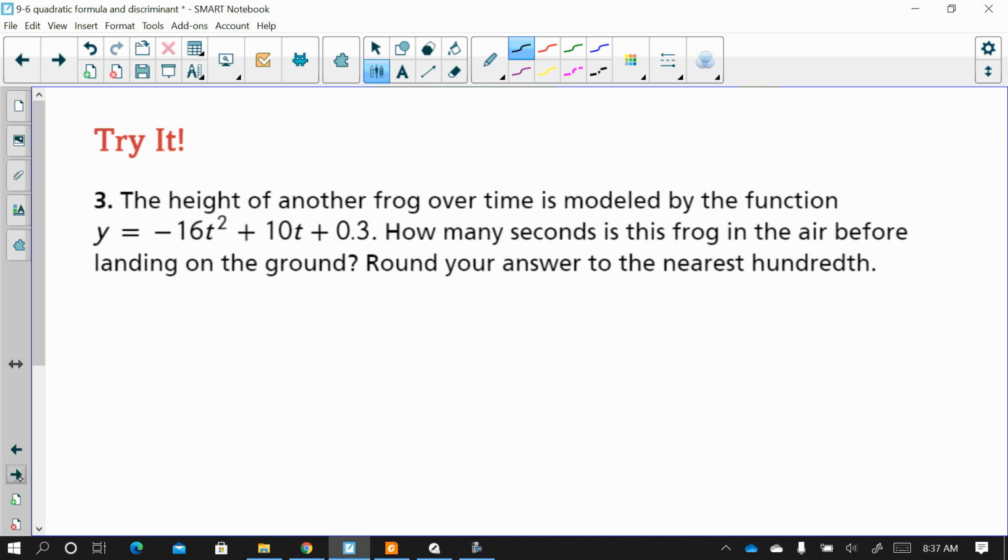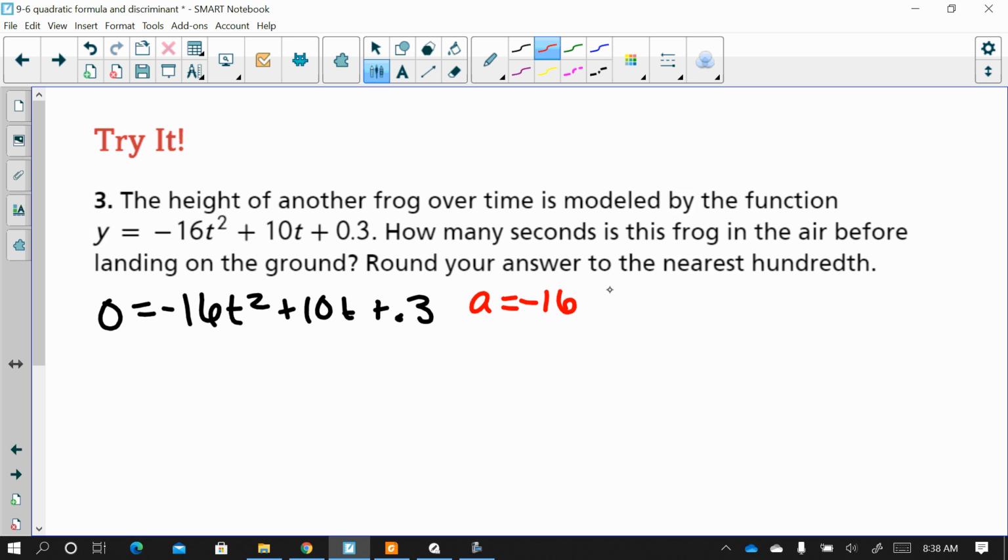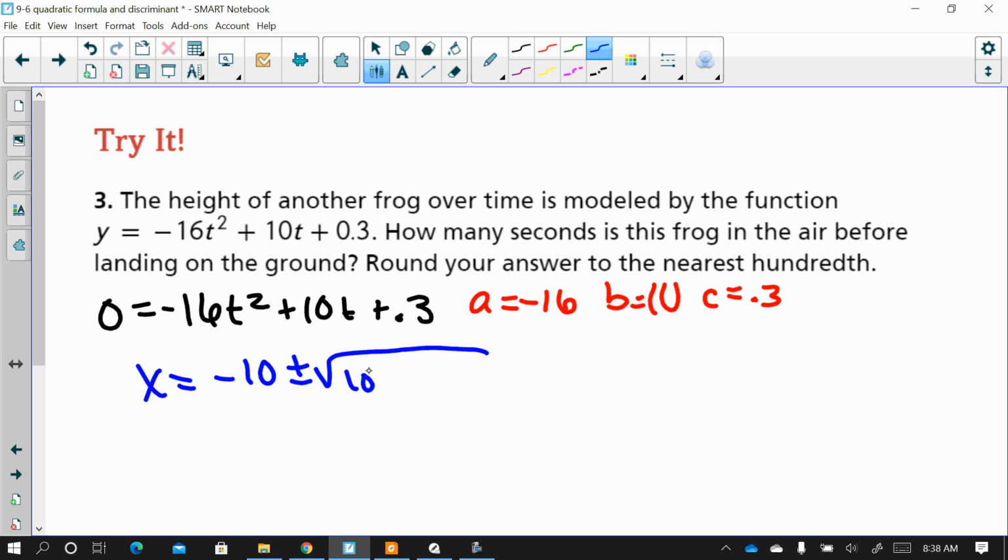Okay, your turn. Please pause the video and try this problem. Okay, so again, we make it 0 equals negative 16t squared plus 10t plus 0.3. Again, remember, y is our height, so we want a height of 0 because that's when I'm on the ground. Okay, a equals negative 16, b is 10, c is 0.3. And now it's just plug and chug. X equals negative b plus or minus the square root of b squared minus 4 times a times c all over 2 times a.